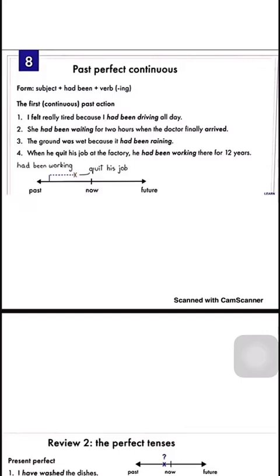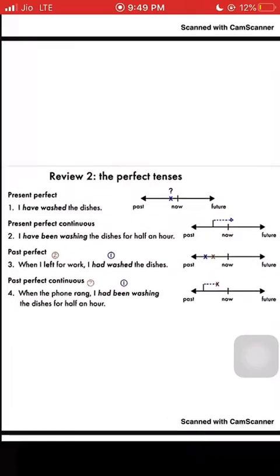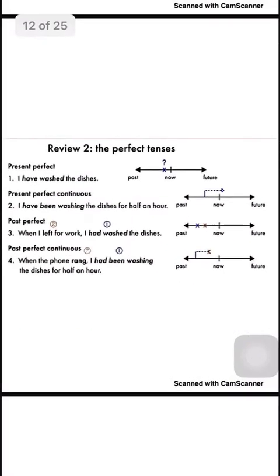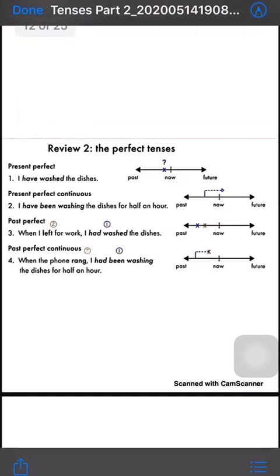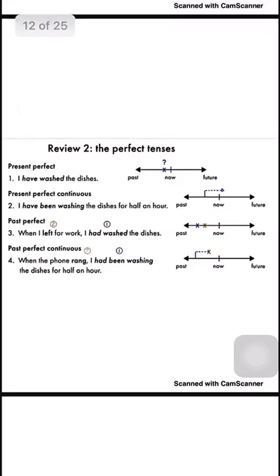So remember here: subject plus had plus been plus verb first form plus ing plus object. This is all about the past perfect continuous. Okay, now let's give a quick revision to the perfect tenses. We have covered present perfect continuous, past perfect continuous.